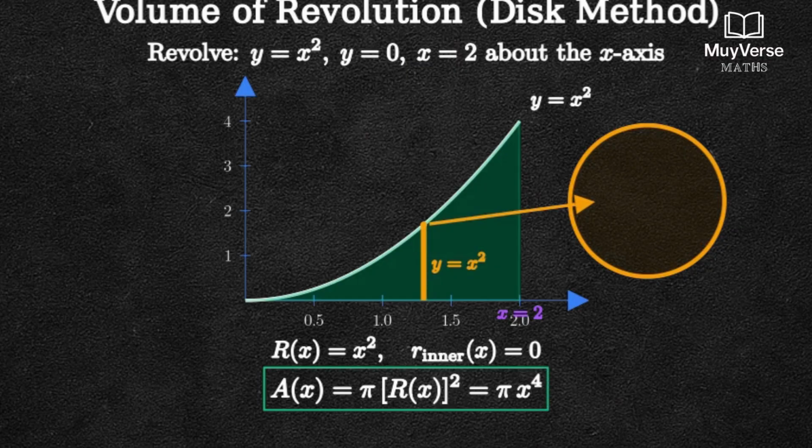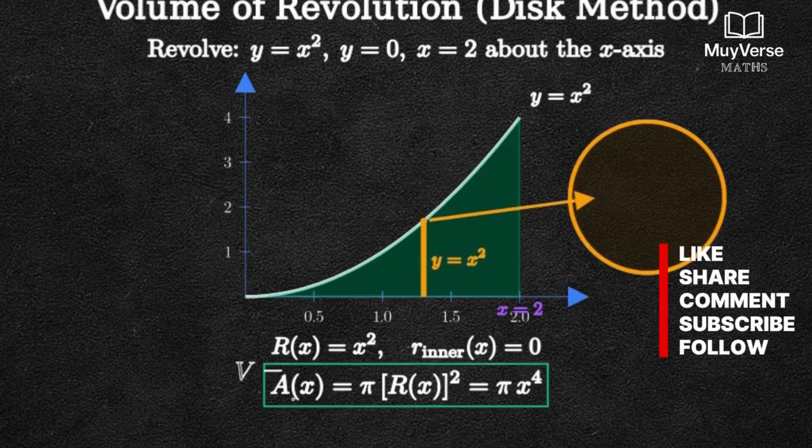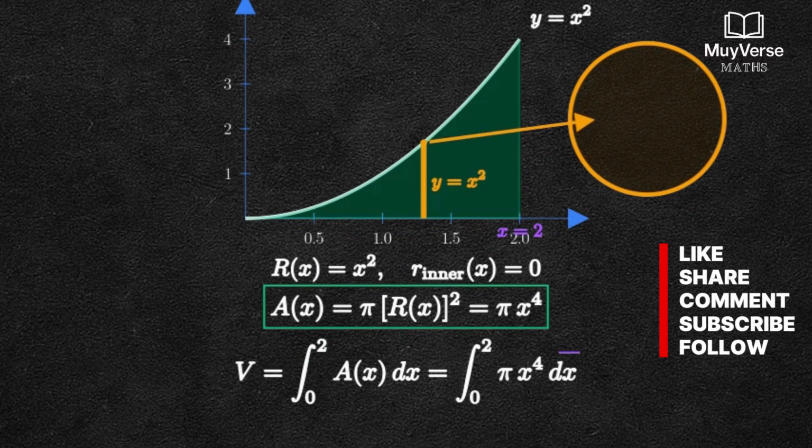Step 3. Write the volume integral. We add up all of those disk areas from x equals 0 to x equals 2. So the volume equals the integral from 0 to 2 of pi times x to the fourth dx.